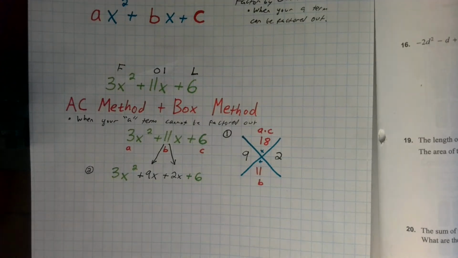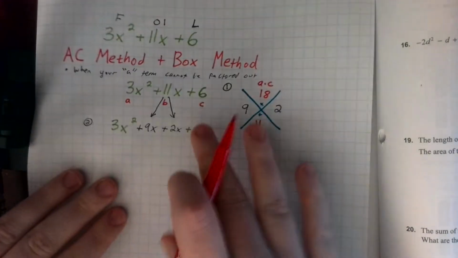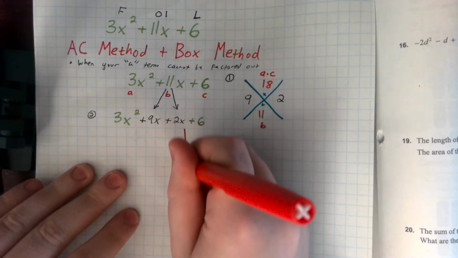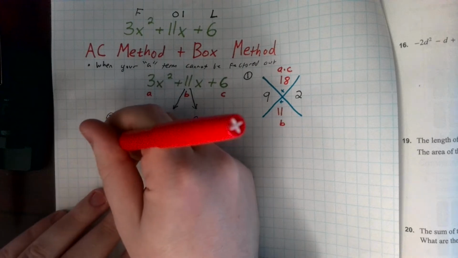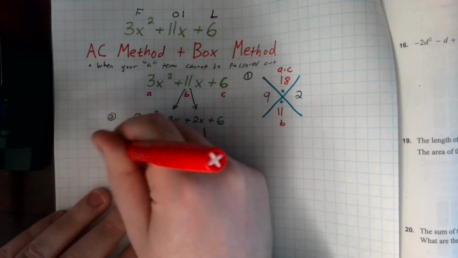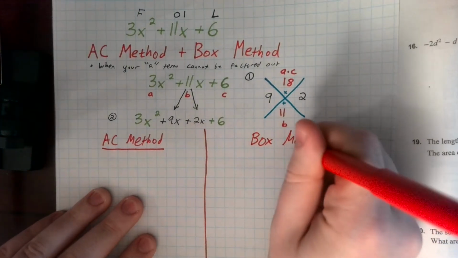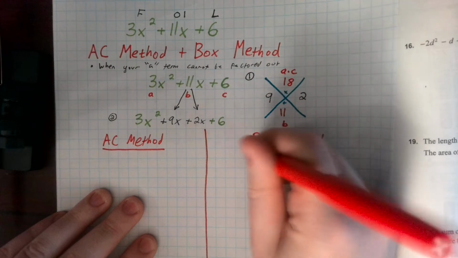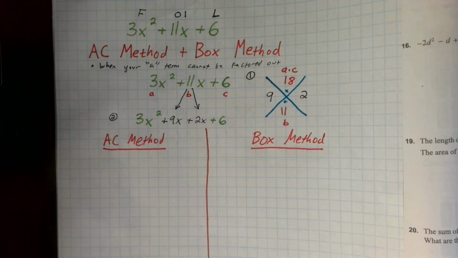Now, this problem looks a little bit more complicated. And there are 2 methods for what we can do next. This is where the box method and the AC method split. So I'm going to split my paper down the middle so that we can work on the AC method here on the left and the box method on the right. Again, you always want to set it up this way, where you have these 4 terms, because this is going to be the best way of working through it now.